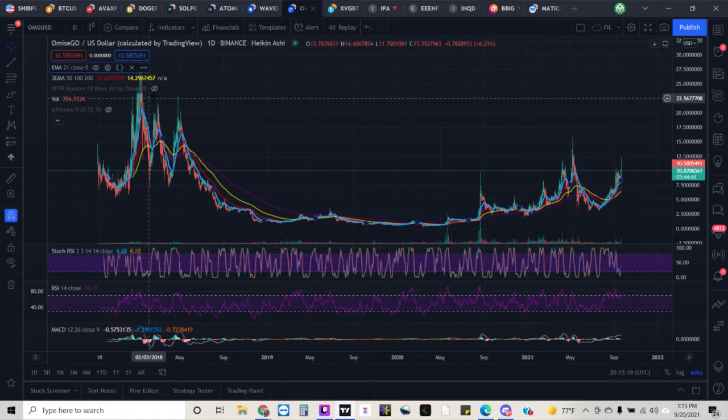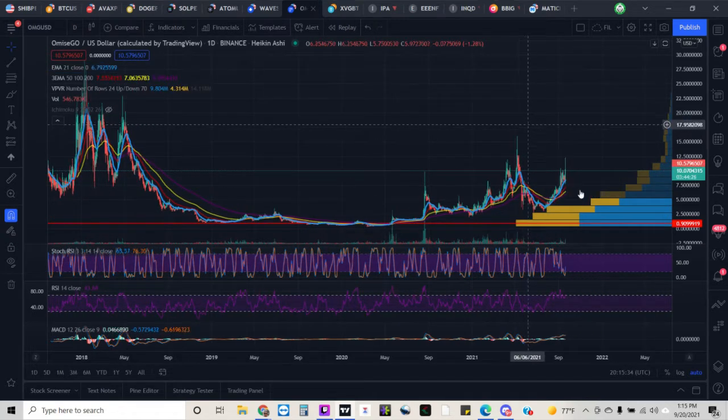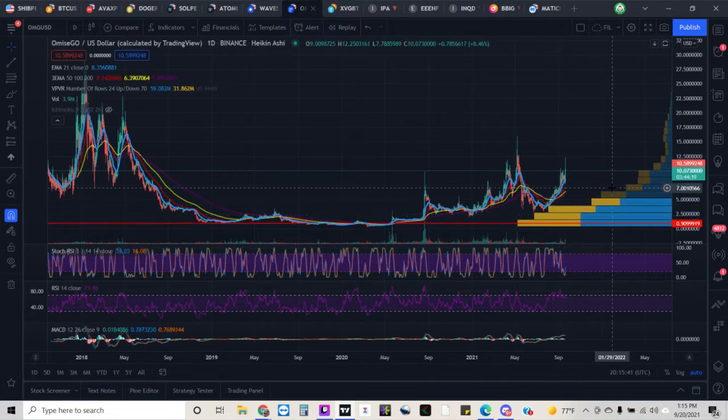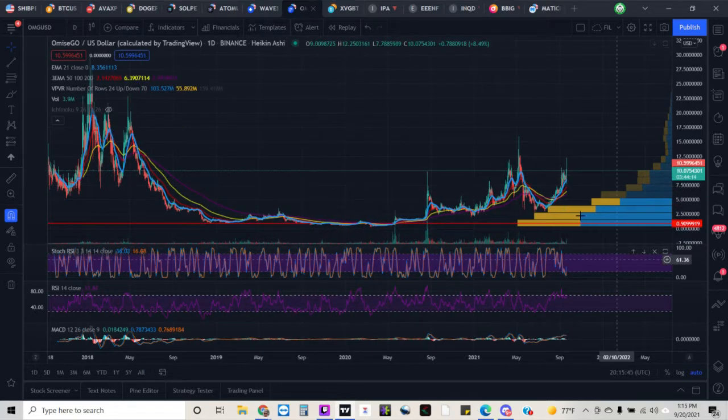Those are the EMAs. The next one I like to use as a spot indicator, as far as where I'm at with volume, where the crowd is at with volume, is the volume profile visual levels. Blue shows you the buy orders, and yellow shows you the sell orders. Right now in OMG, this is the 1 day looking at the overall chart on Binance, it shows you support, heavy support under $5.